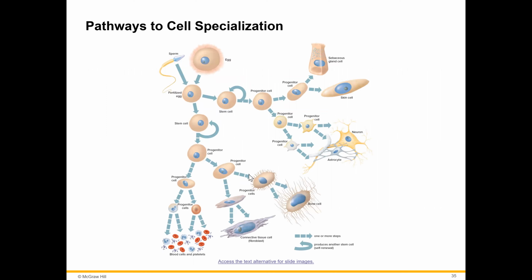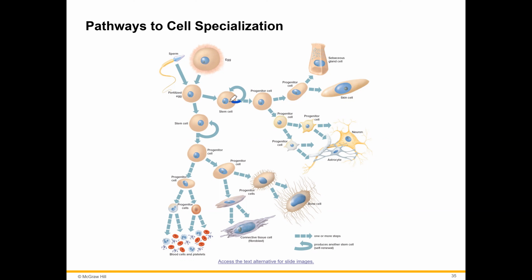Okay, so here we can see the diagram of the pathway to cell specialization. Here we have our egg and sperm, and here's our fertilized egg or zygote that is totipotent. It will divide several times, forming a ball of cells. They are totipotent cells, right?